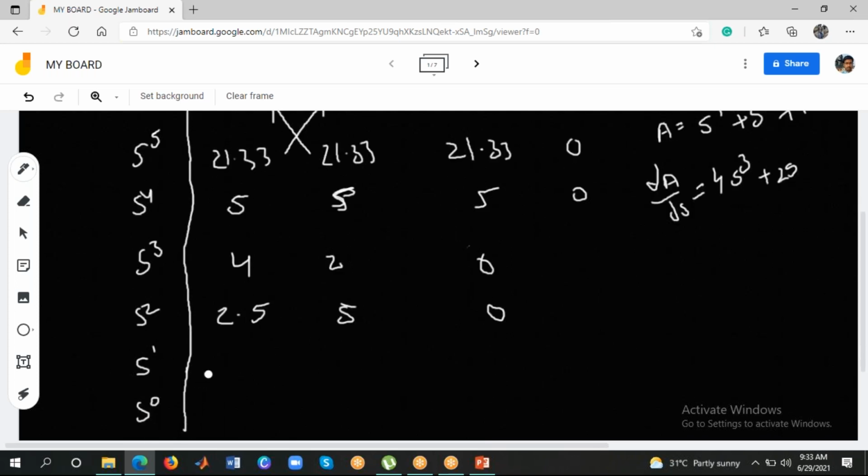Next, s power 1. 2.5 into 2 minus 4 5s are 20 divided by 2.5, which is minus 6. Next 0 and 0. So the last term, what will you get for the last term? The s power 0 term.